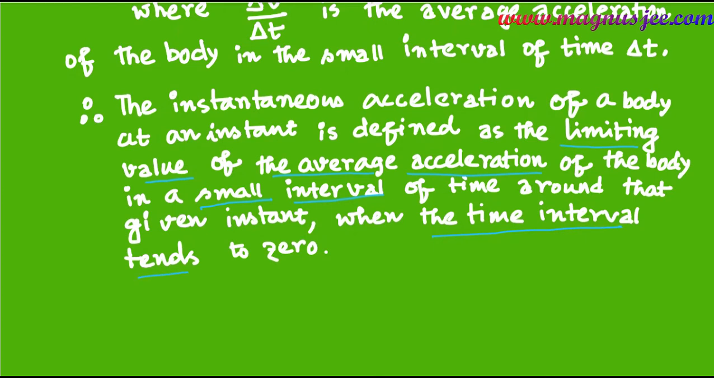Here the time interval should tend to 0. It is the limiting value of the average acceleration of the body around that instant, where the time interval tends to 0. Now we can find another definition of the instantaneous acceleration.